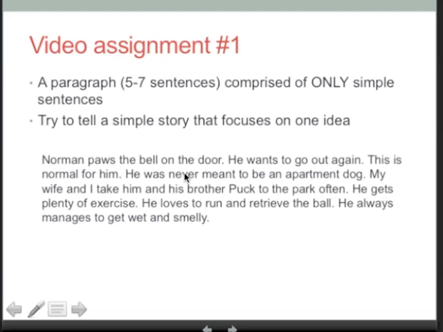When we get to compound sentences and complex sentences and compound complex sentences, I'm going to have you revise this paragraph, this little paragraph story that you've written, to incorporate the different types of sentences. So this will become the foundation for future lessons. So it's really important that you write one that you can live with for the next few videos.